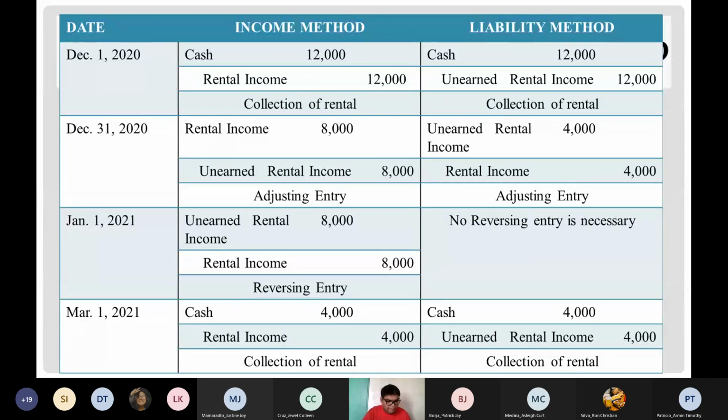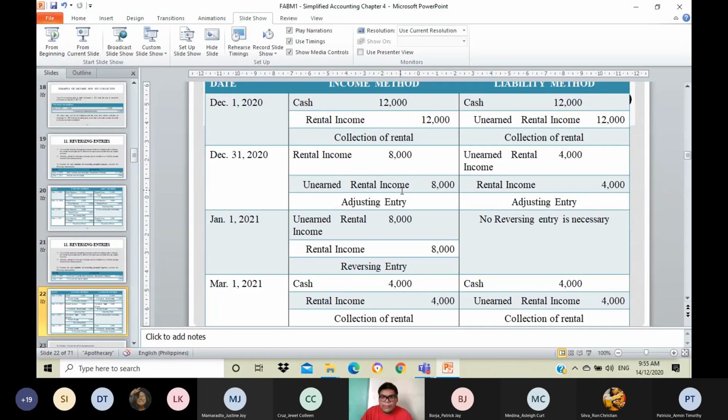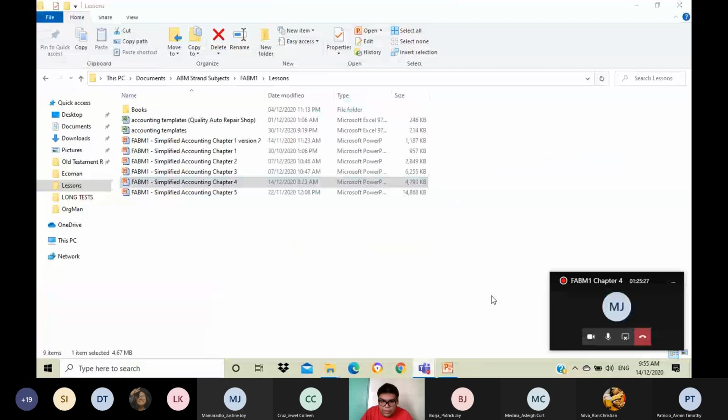So, okay. So later, we'll do a sheet work during your asynchronous activity. So I will post it later, no? Ano oras ba? 9:55. So, nangyari.